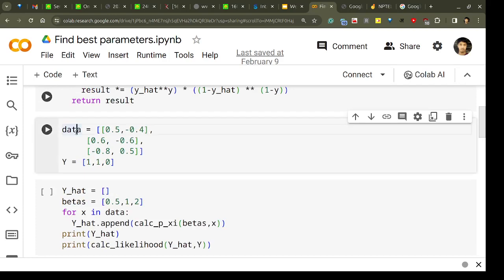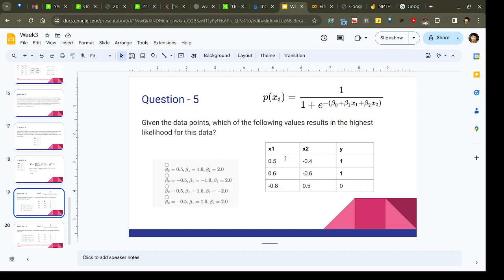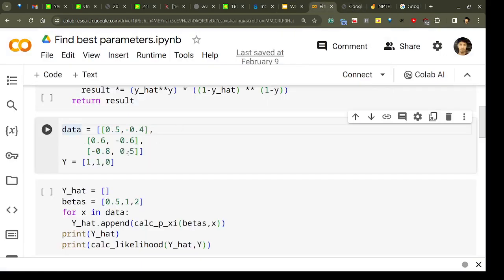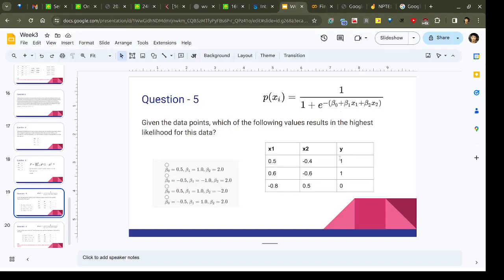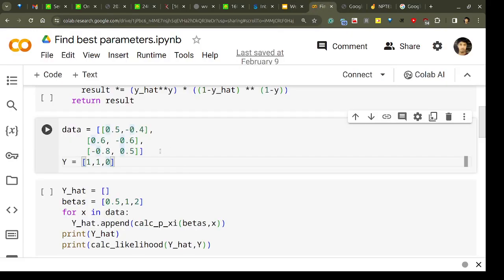Okay, data is 0.5 minus 0.4. We have already defined the data: 0.5 minus 0.4, 0.6 minus 0.6, and minus 0.8 and 0.05. I have just written those in this data format, which is a list of lists. So this one is x1 x2, x1 x2, x1 x2, and there are three data points. And what is the y? Y labels are 1 1 and 0, right. So these are the values.